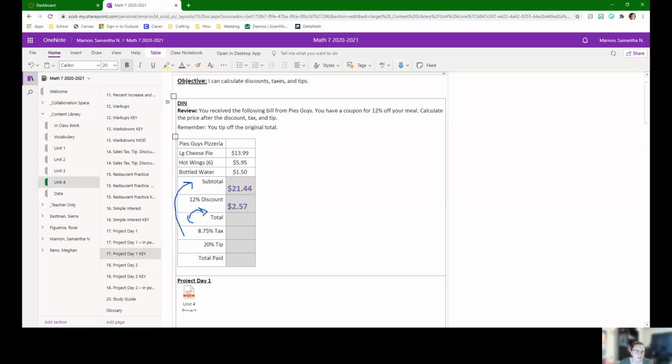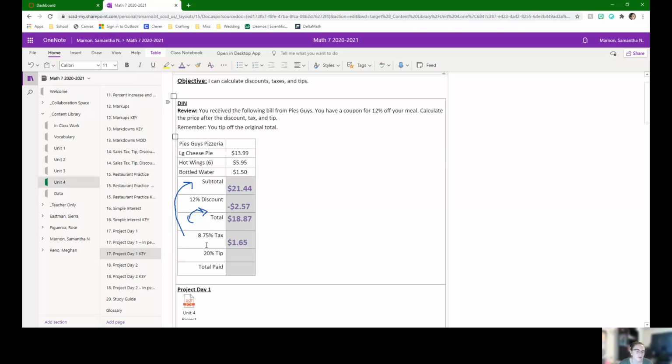I always like to put a minus next to the discount, so I know that's something I'm taking away. Everything else adds on as we go. So after the discount, that new total I got to be $18.87. This tax is off of this total above it. So 8.75% of the $18.87, I got $1.65 for the tax.